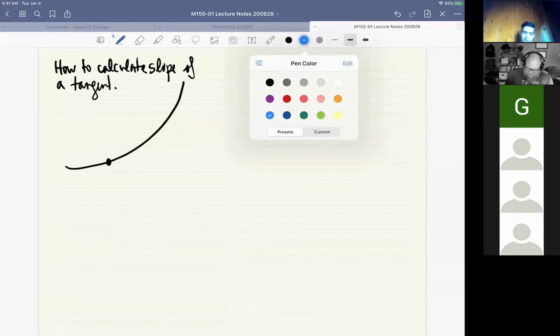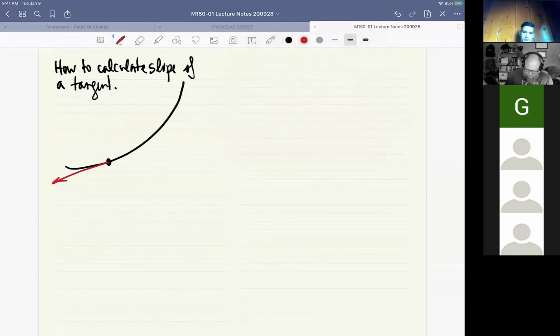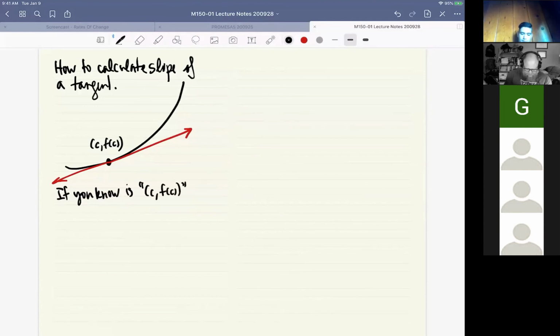So let's say I want the slope of this tangent line. I know the function goes through c comma f of c, so I know the tangent line goes through that point. If this is all the information you have about the function, you don't have enough information to calculate the slope of a tangent line. If all you know is c comma f of c, you can't calculate the slope of the tangent line.